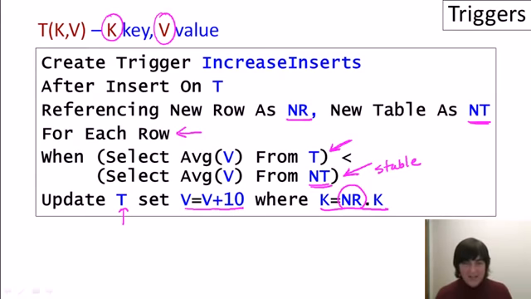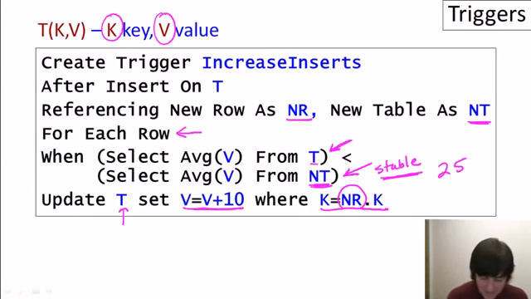Okay, this is really, really tricky. I'm trying to demonstrate a bunch of things here. So let's back off and think again for a minute about what happened. We inserted a whole bunch of tuples. After we inserted those tuples, we first determine what the average value is of the inserted tuples. That's this average value here. Let's say it's 25. Then for each inserted tuple, we check, is the current average in T less than 25? If it is, we're going to update that tuple that was inserted to be 10 greater, and that's going to be the end of that activation.